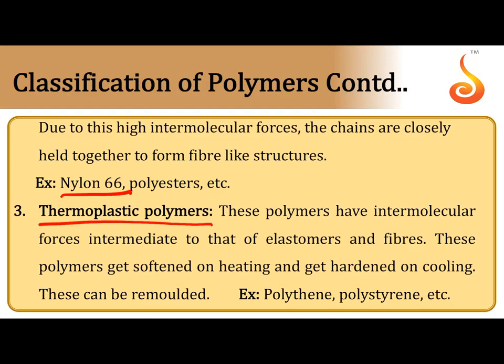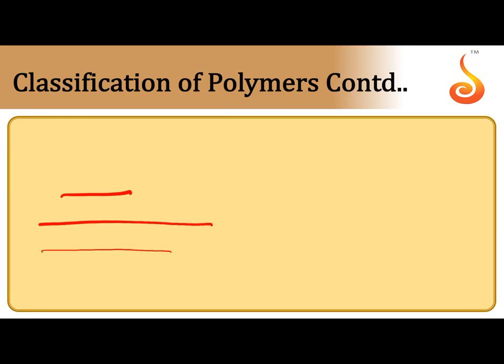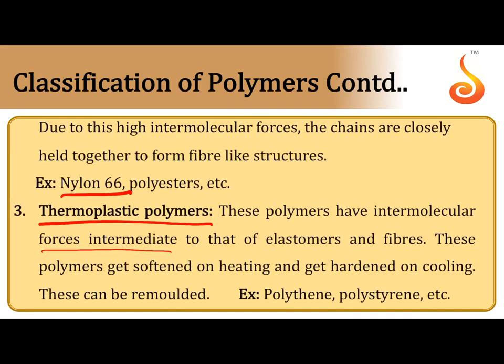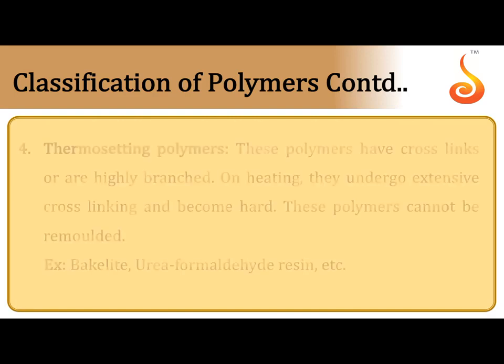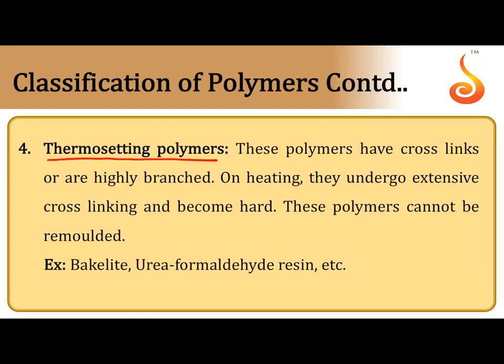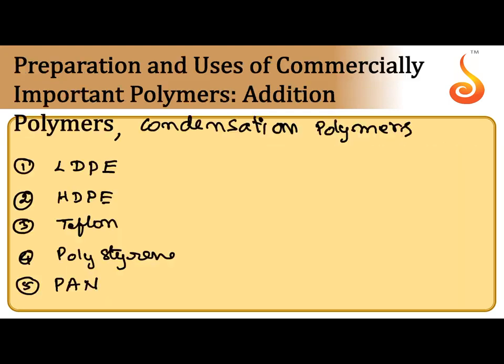Next, thermoplastic polymers. These polymers have intermediate intermolecular forces: highest forces of attraction in fibers, weakest forces of attraction in elastomers, and intermediate forces of attraction in thermoplastic polymers. We can change the shape of these polymers by heating and remolding. If remolding is not possible, when the polymer once sets to a particular shape by heating, we cannot remold this type of polymer. That is called thermosetting polymer. Example, bakelite, urea formaldehyde resin.